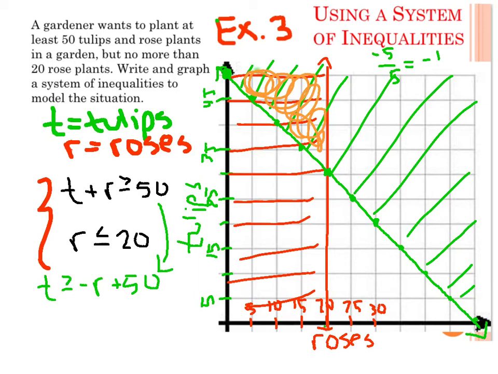Okay. Now what does that mean? That means, let's say we had 15 roses, then all the different combinations of tulips that I can have are right here. So if I have 15 roses, I can have 35 to 50 tulips. Now, let's say I have 10 roses, then I have to have at least 40 or 50 or more. Okay, so at least 40 and then 50 or more.